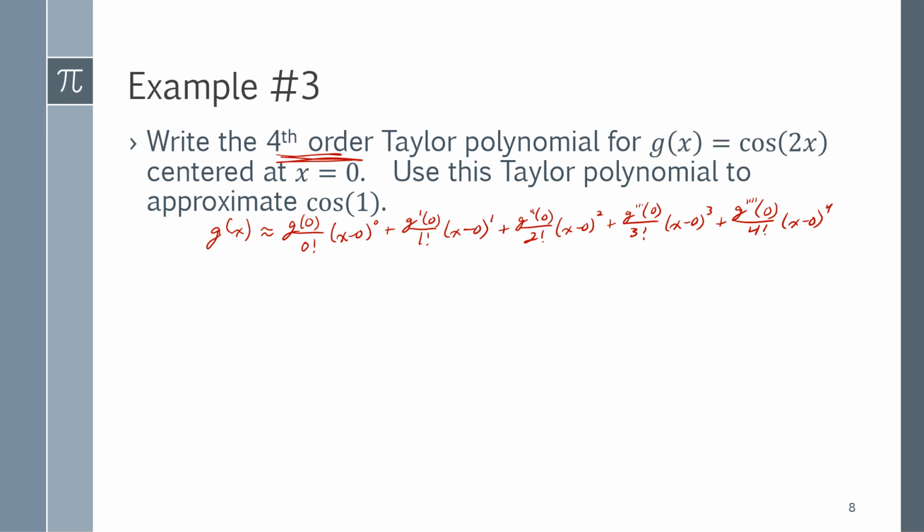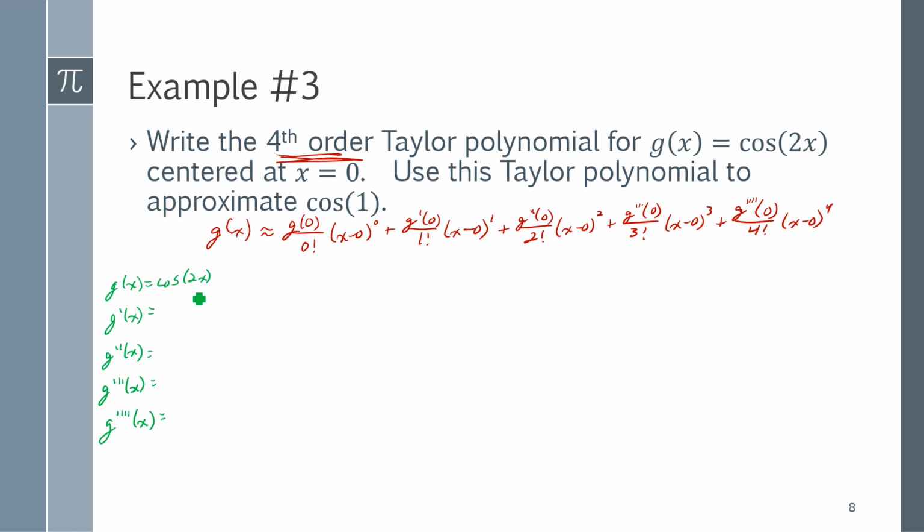So then I need all of those values for g of 0, g prime of 0, g double prime of 0, etc. So I tend to just kind of off to the side start making my own table. So I know that g of x is the cosine of 2x. I know I'm going to need g prime, g double prime, g triple prime, and g 4 prime. And I'm doing this, and then I'm going to go through and plug in 0 for x in all of these.